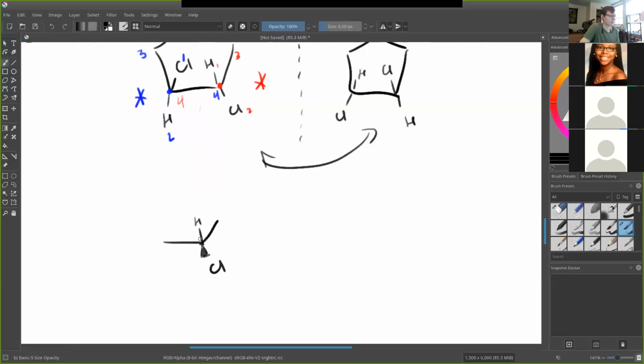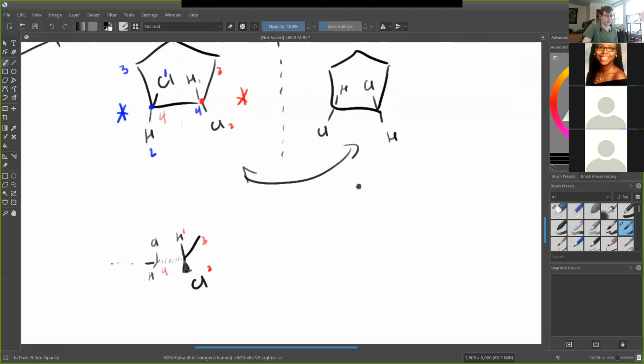Now, because it's not on a ring, I need to be careful about drawing my wedges and dashes, right? Because we don't have a clear idea of what is up and what is down. Okay, if I draw something like this, well, in this case, same as there, I have 1, 2, 3, and 4.